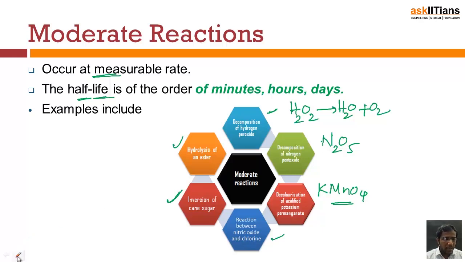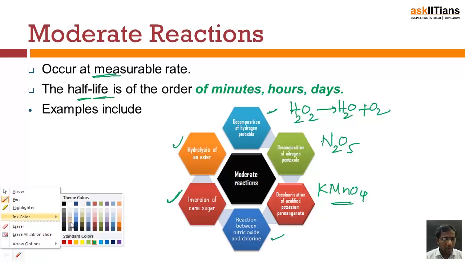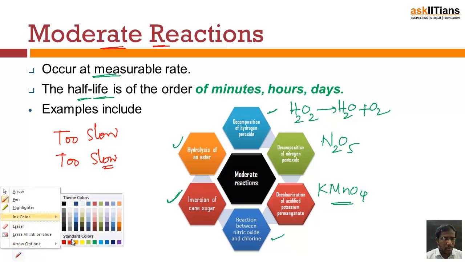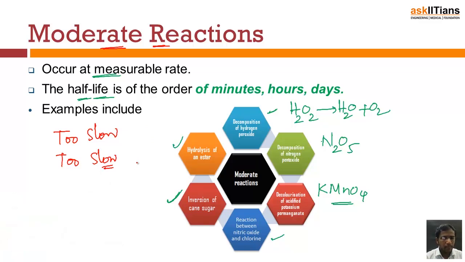So in chemical kinetics, we are going to study the kinetics of only the moderate reactions, because since these reactions are not too slow and not too fast, the reaction gives us time to calculate any changes during the reaction time. So in chemical kinetics, we are going to study only the rates of moderate reactions. It is only possible to study the kinetics of moderate reactions.